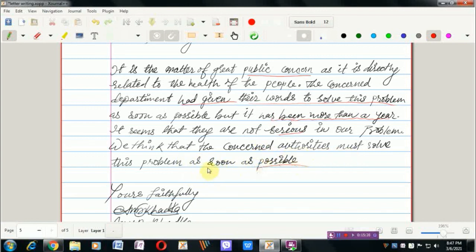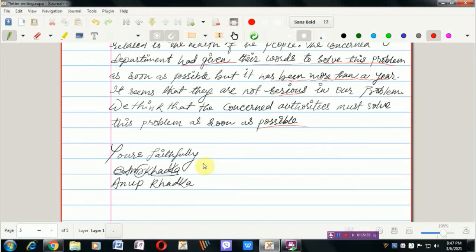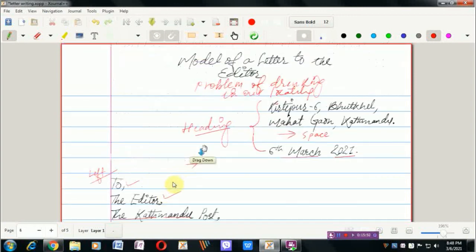So in this way we have to write a letter to the editor. This is only an example. You can write much better than this letter. You just have to do some practice, and at last you have to write the complimentary closing of your letter in this way: Yours faithfully, comma, and then write your name.